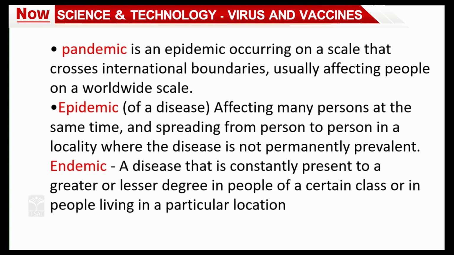An epidemic affects many people at the same time, spreading from person to person in a locality where the disease is not permanently prevalent. So, the fundamental difference between pandemic and epidemic is that a pandemic is present throughout the globe at the same time, whereas an epidemic is local, in a defined geographical region, and is not prevalent throughout the globe. That is what an epidemic is.